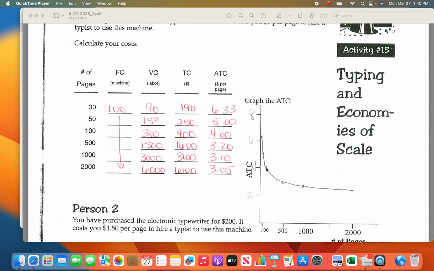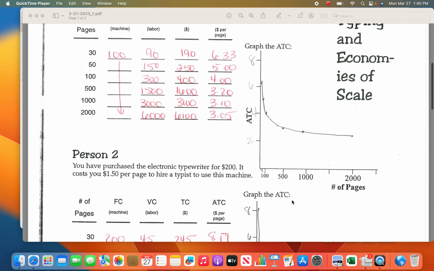If we type 100, because we can divide the machine amongst 100 pages, we can get our average cost down to $4. If we type 500 and divide the fixed cost between the 500 pages, our average total cost is $3.20, then $3.10, and then $3.05. So that's for the manual typewriter.